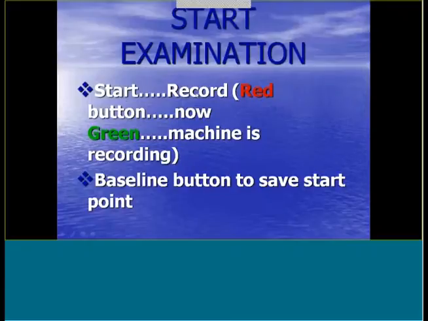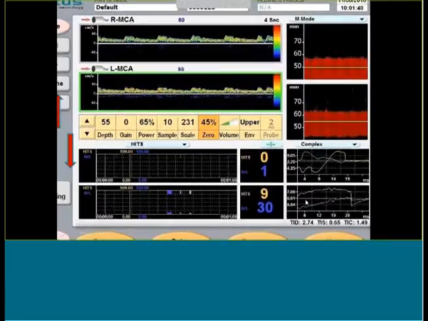The record button is red, but when it's active and you are recording, it becomes green, okay? Please remember to do this, because otherwise you're sitting there for an hour and you're not recording anything. You just think you are. Okay, there's also a baseline button to save your starting point.